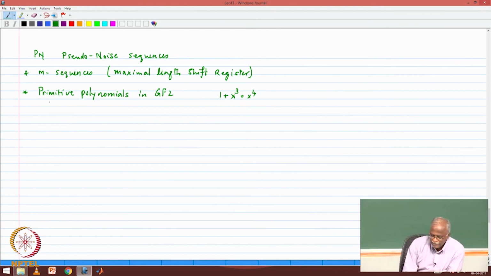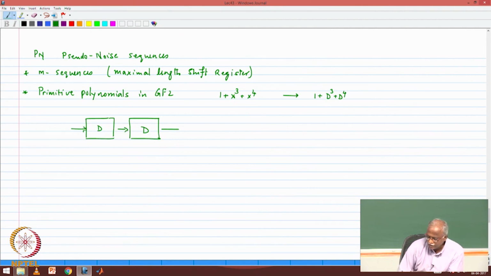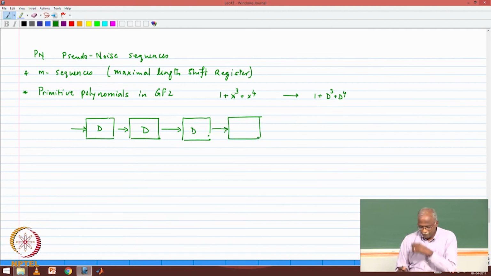Basically, the way we would do this is we would write this in terms of delays. So this would become 1 plus D cubed plus D^4, and the linear feedforward shift register sequences will be a delay. 4 delays is what I will need, always moving to the right. The output of the third delay is the coefficient of D cubed, and the output of the fourth delay is the coefficient of D^4.